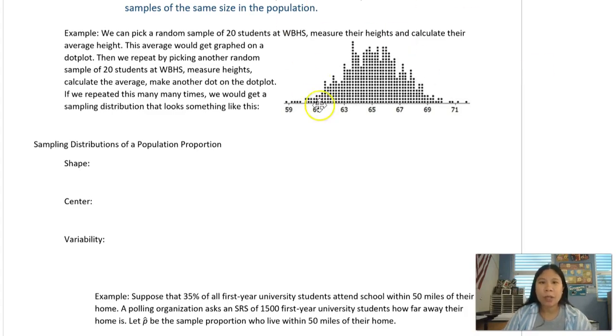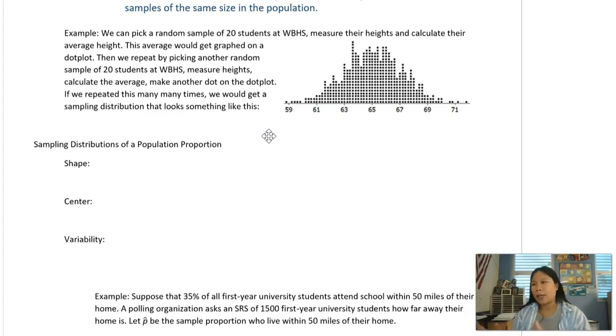So in this example, we were talking about averages, but for this next section, I'm going to focus on population proportions. So remember, a proportion is like a fraction or a percent of some sort. So rather than people's average heights, if I was measuring what percent of people generally watch SpongeBob, then I can pick a sample of 20 students at West Broward, ask them, do you watch SpongeBob? Figure out what percent of those 20 students watch SpongeBob, and then plot that one dot.